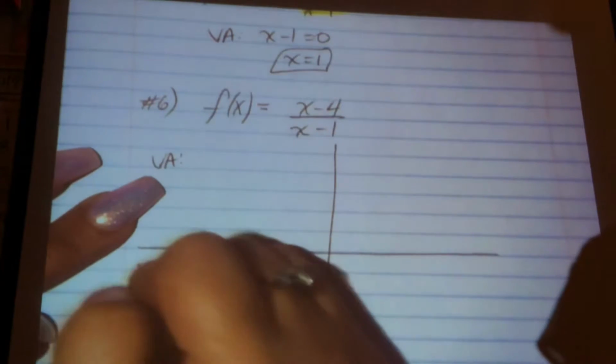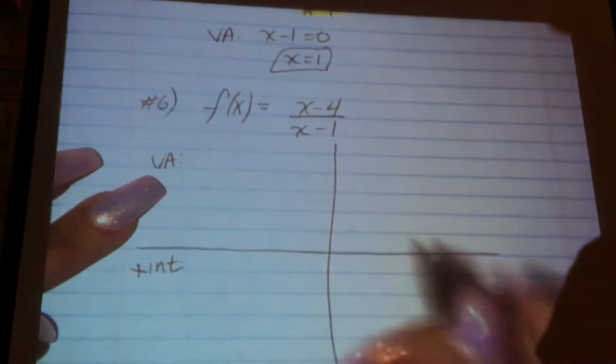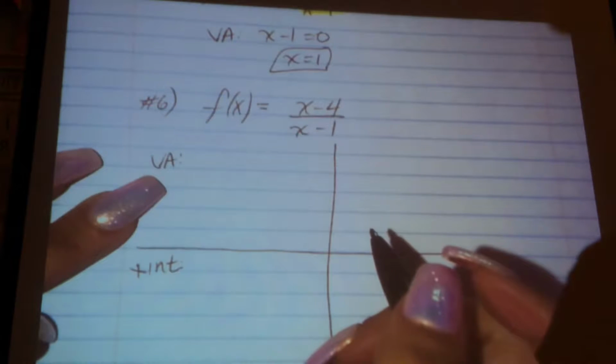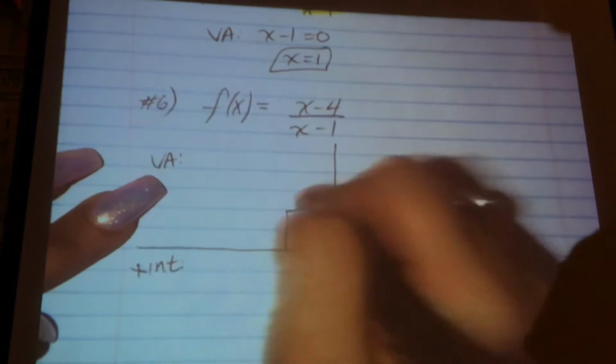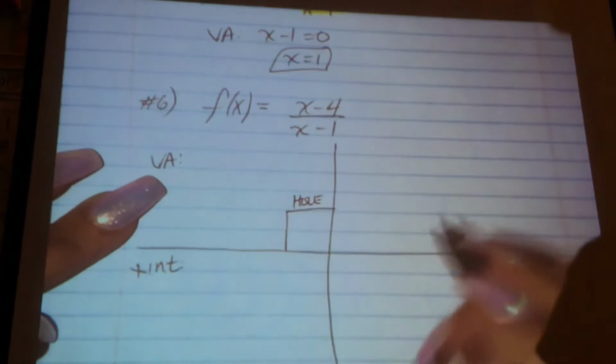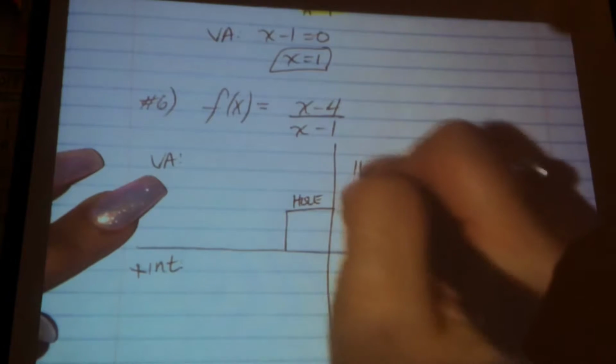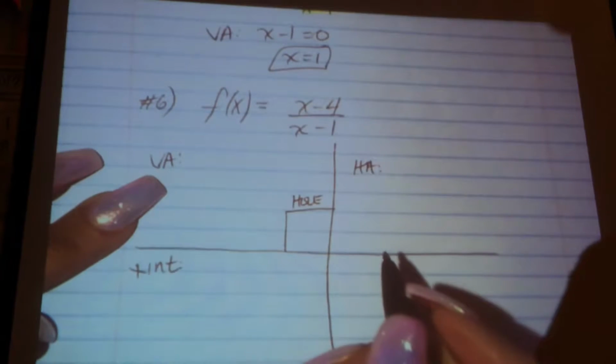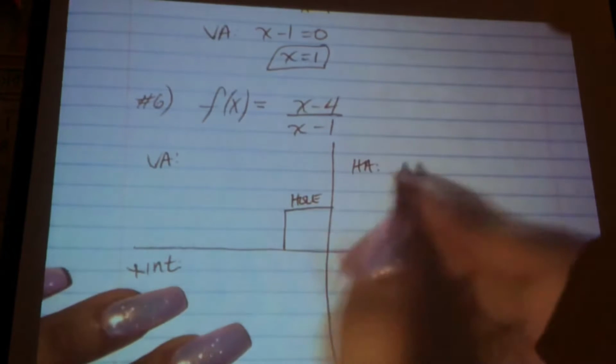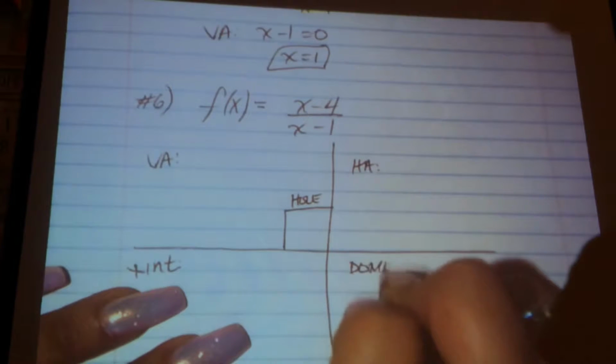They want the vertical asymptotes. They want the x-intercepts. They want the hole, if there is any. They want the horizontal asymptote. They don't want the table because we're not going to graph. So we're going to put the domain right here.